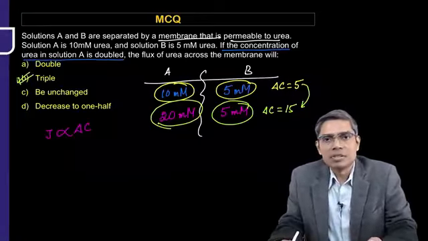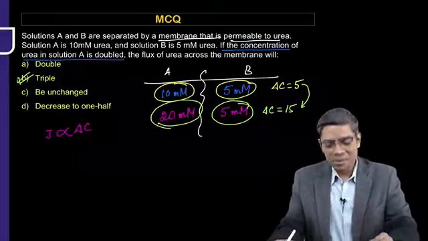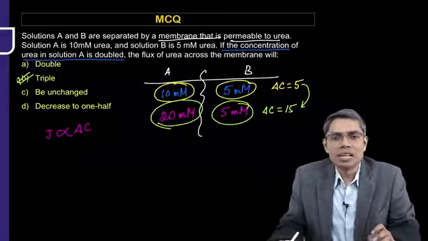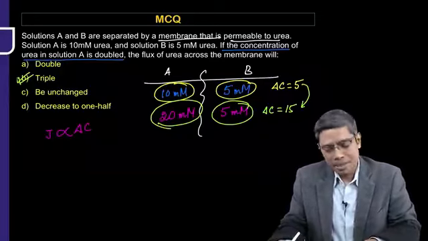So the answer will be triple, right? It is not double. Although looking at the question you might think this is a very simple question, it is not that simple. So this is a 3 times increment in diffusion.